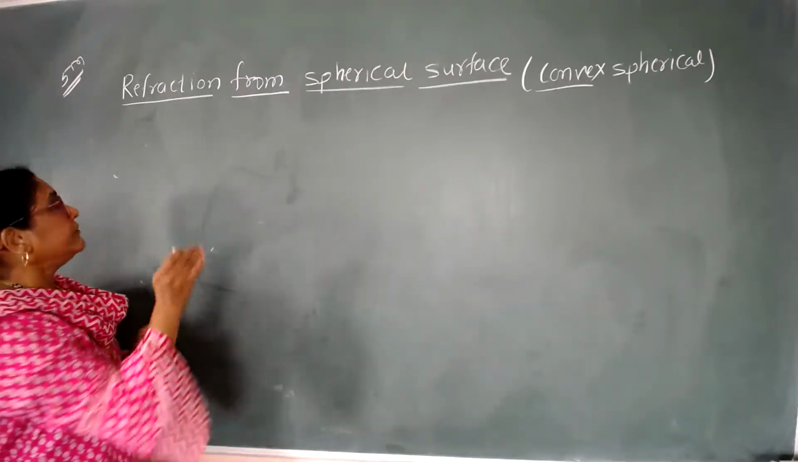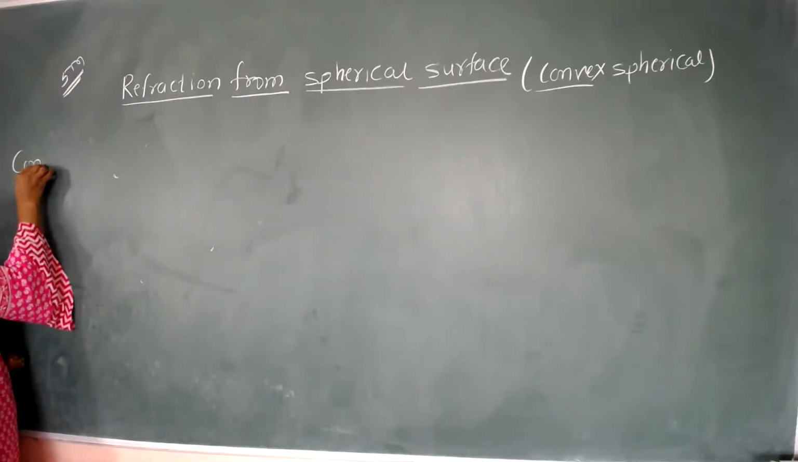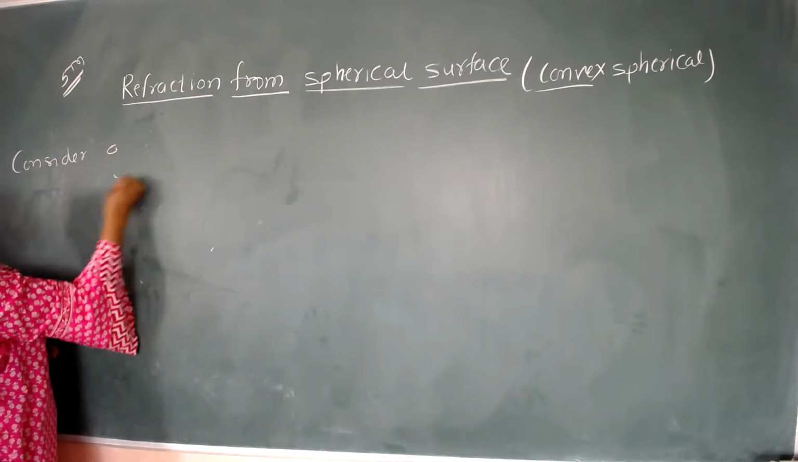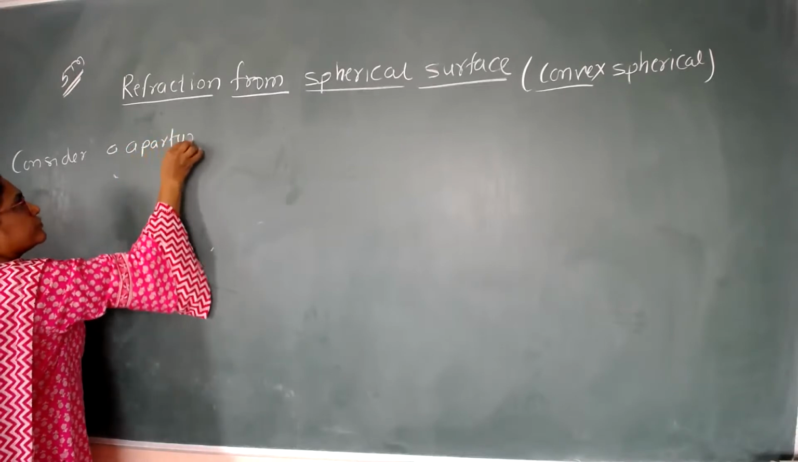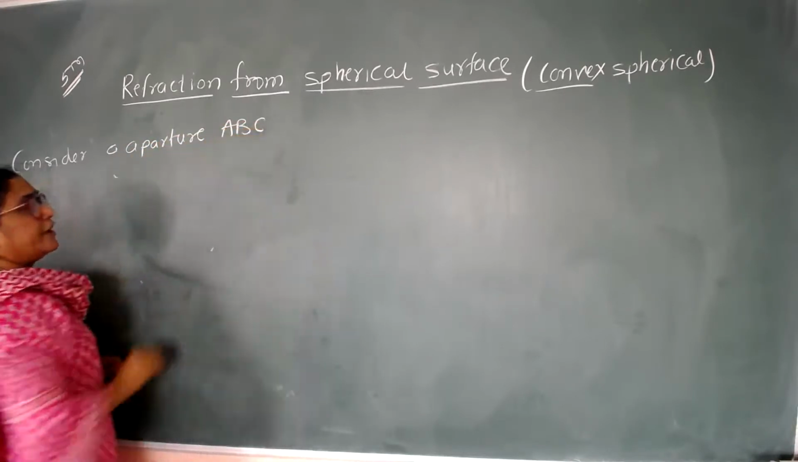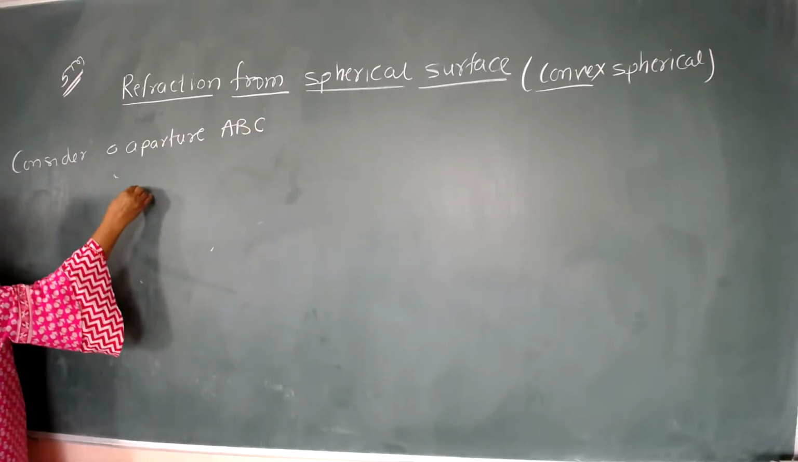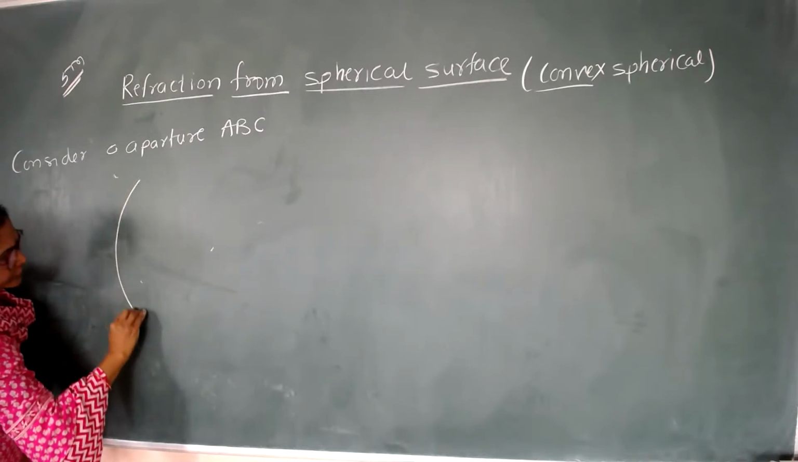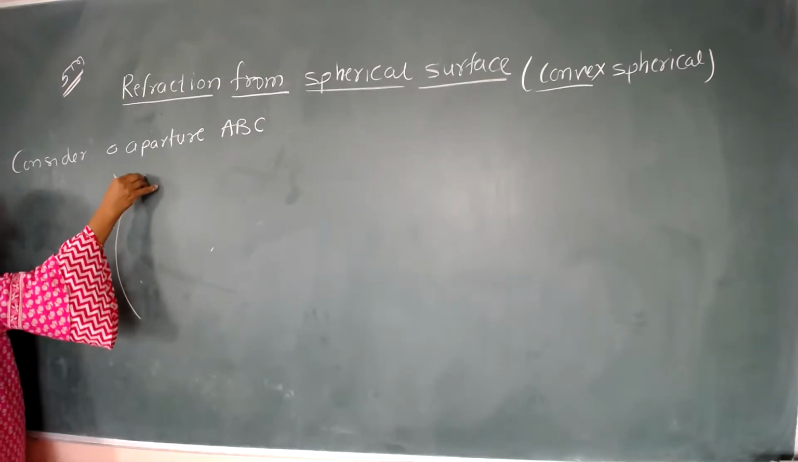So consider an aperture ABC, a part of a spherical surface. Then draw a clear ray diagram. So this is a convex spherical surface.